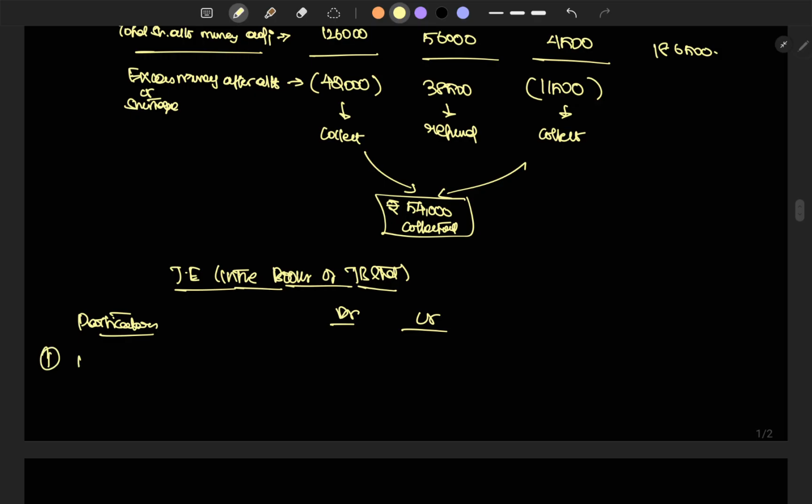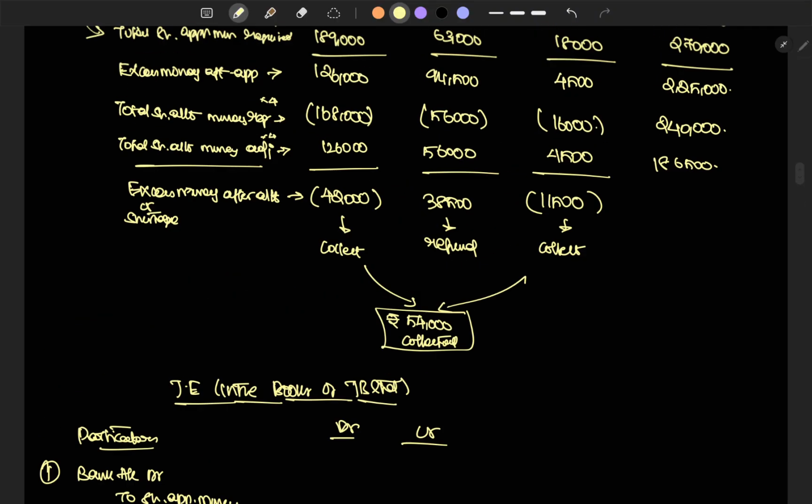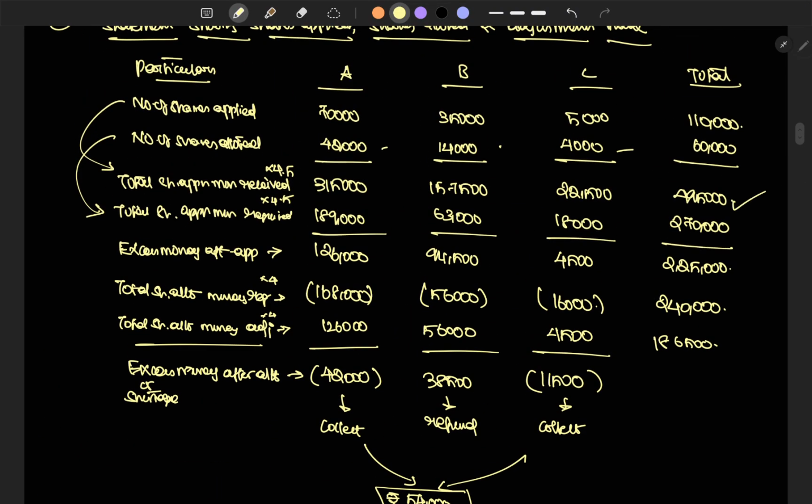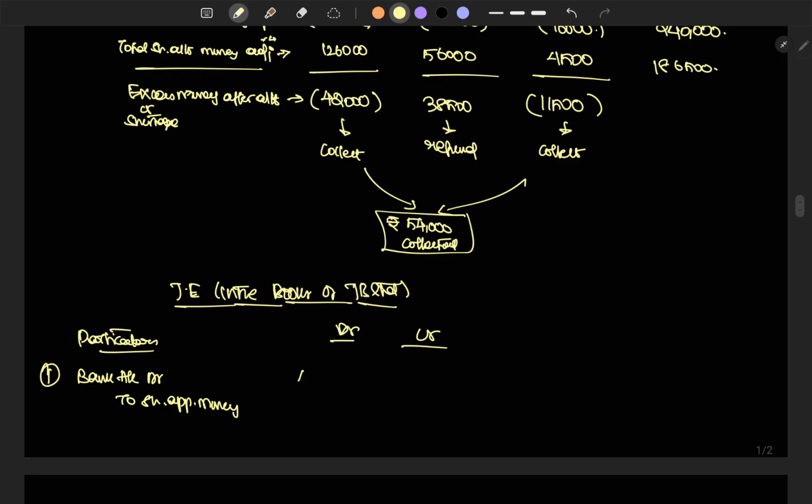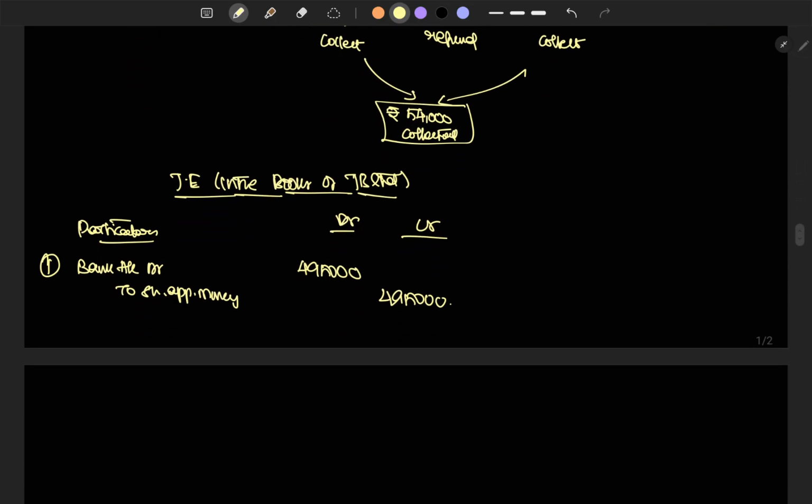Okay, first entry is always bank account debit to share application account, which is the share application money we have received. It is the first entry for any kind of share issue problem. So how much money we have received is 4,95,000.